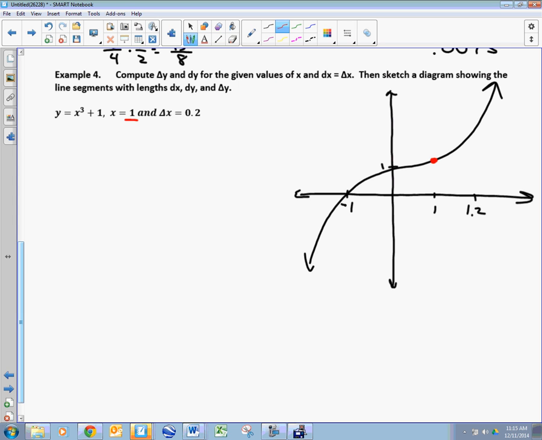Oh, I'm sorry. If I plug in 1, what output do you get for this function? 2. Sorry.